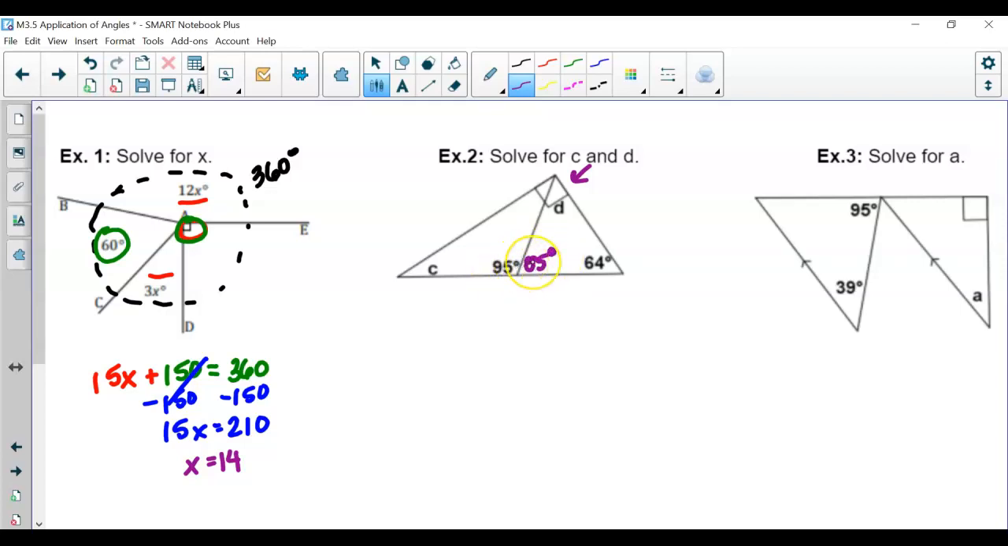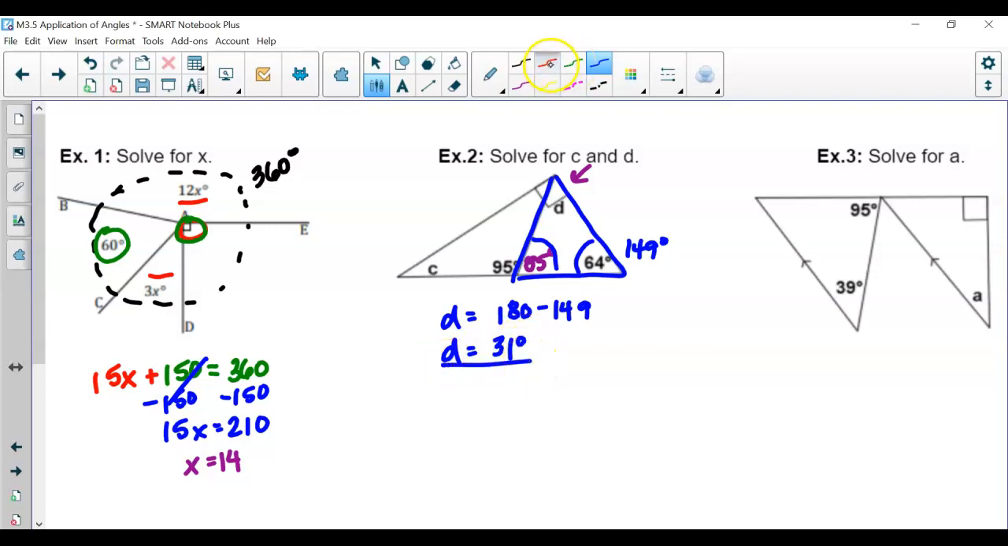So now by doing that, can we figure out another angle? Yes, because we've got these two angles here inside of this triangle. So now we can find the measurement of D. Inside of our triangle, we have 85 plus 64, so right now we're at 149 degrees. So now 180 minus that 149 degrees. So that's why here D is equal to 31 degrees. So D is 31.